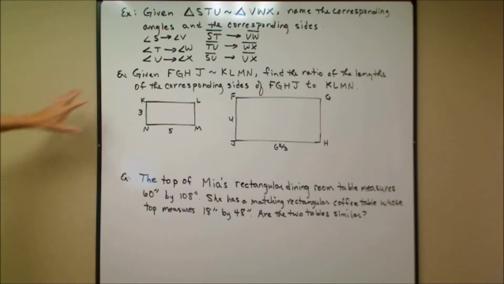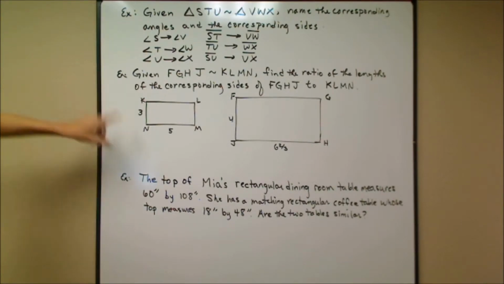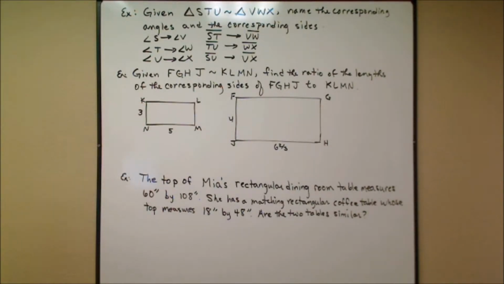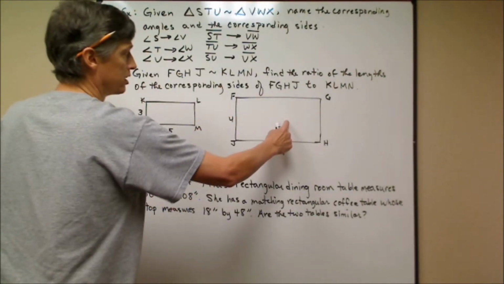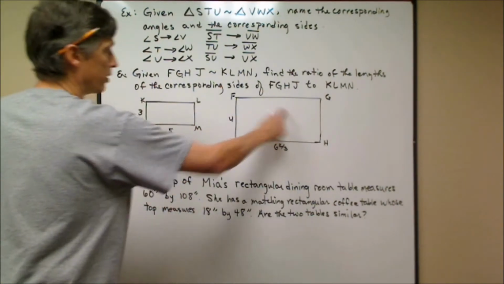Now, here I have a diagram. It says, given FGHJ, that's this quadrilateral, is similar to KLMN, that's this bigger quadrilateral. Find the ratio of the lengths of the corresponding sides. Now, this is a ratio. I'm not setting up a proportion. I just need the ratio of the corresponding sides. But I'm going from FGHJ, that's the bigger one, to KLMN, that's the smaller one. So I'm going from bigger to smaller.